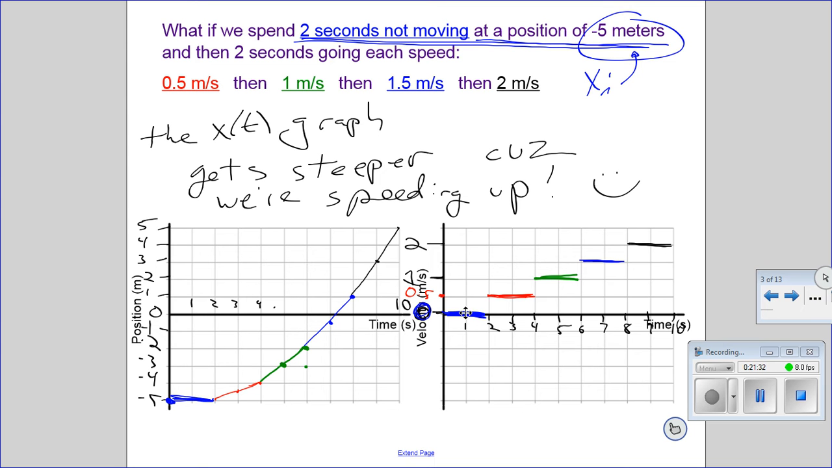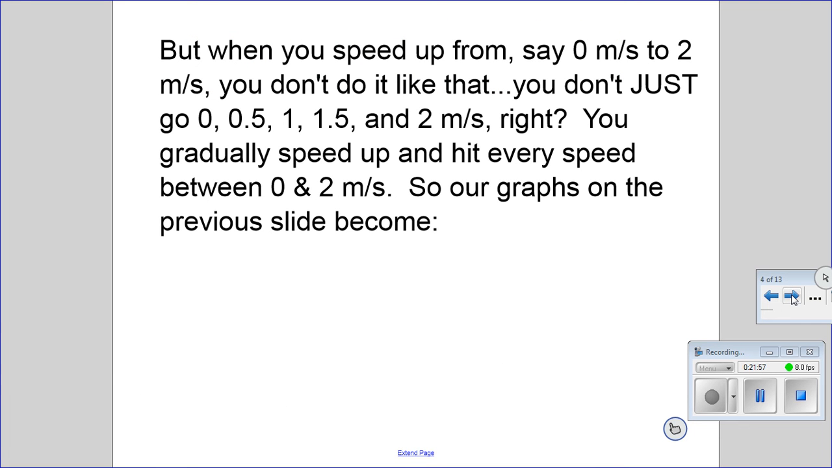Okay, so what we need to do is replace this with the same thing but gradual. All that's going to happen is my stepped graph for my velocity time graph is going to become a nice straight line. And this chunked line is going to become a nice smooth curve. Follow? Any questions before I go on? Awesome. Here we go. This says what I just said.